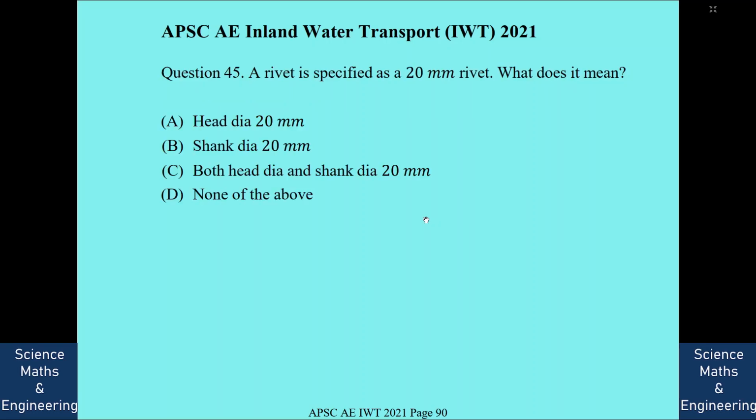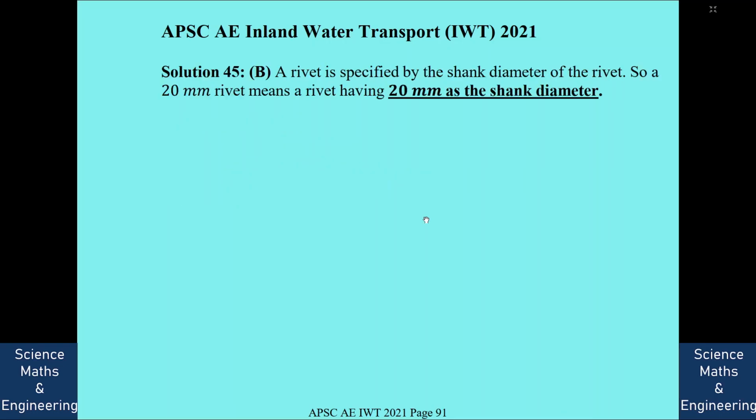Next, a rivet is specified as a 20 millimeter rivet. What does it mean? A, head diameter is 20 millimeter. B, shank diameter is 20 millimeter. C, both head diameter and shank diameter are 20 millimeter. Or D, none of the above. So the answer is, a rivet is specified by the shank diameter of the rivet. So 20 millimeter rivet means a rivet having 20 millimeter as the shank diameter.